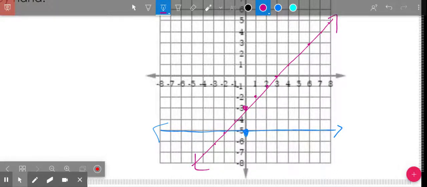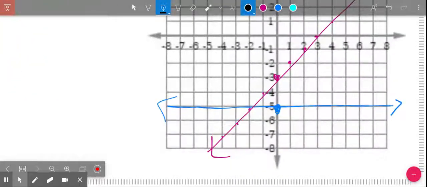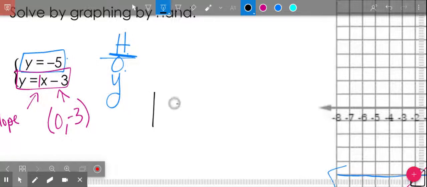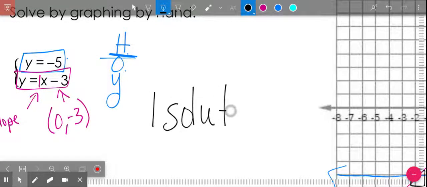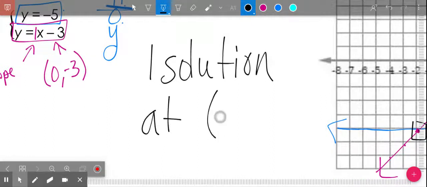All right. So now that we have both of our lines graphed, we can look at where the lines intersect. And that's going to be right here. You can see my point's a little bit more accurate than the line is. But it's going to be right at the point -2, -5. So this has one solution at -2, -5.